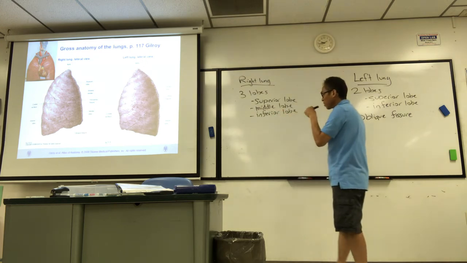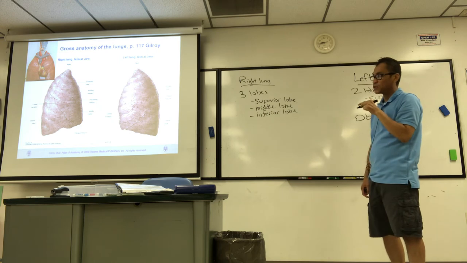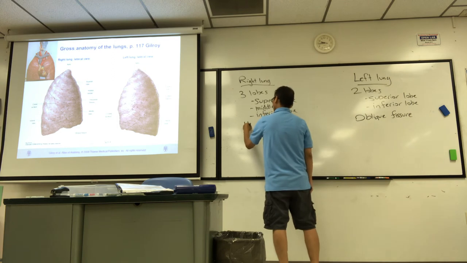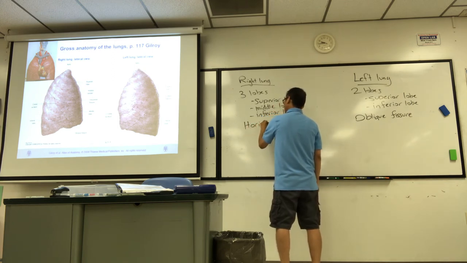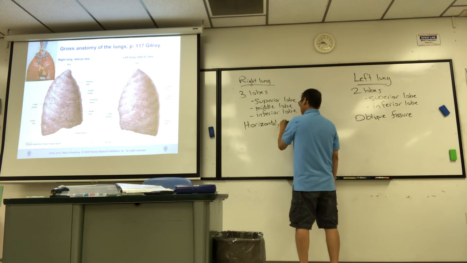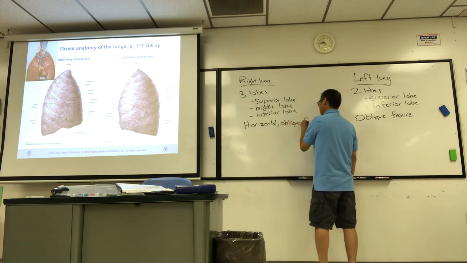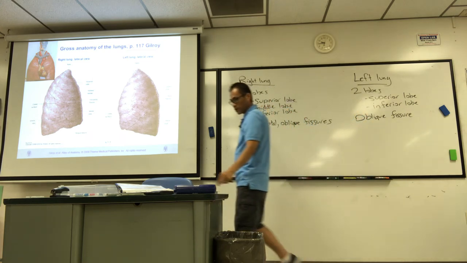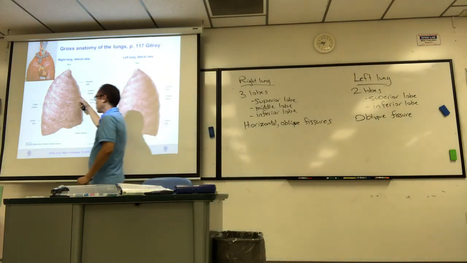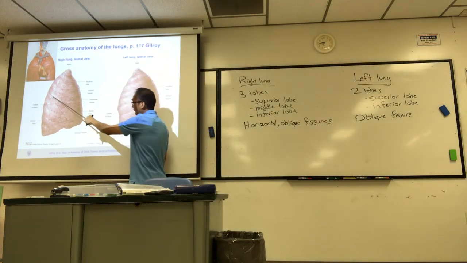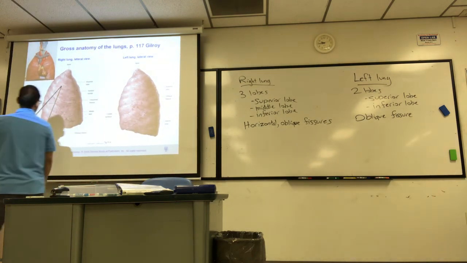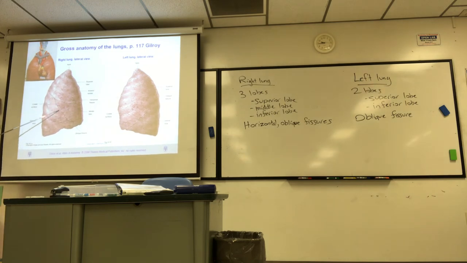And those 3 lobes are separated by 2 fissures, a horizontal fissure and an oblique fissure. So I'll write them down. Horizontal and oblique. So you have to distinguish one from the other. The lobes are easy: superior, middle, inferior. This top one is a horizontal fissure that separates the superior lobe from the lobes below it. This one down here is the oblique fissure.